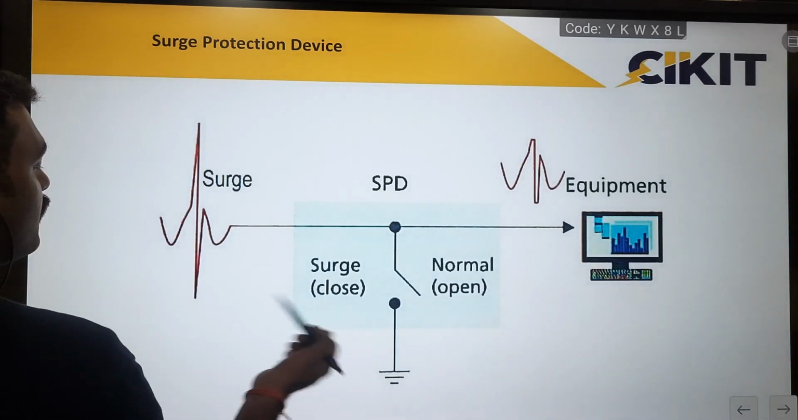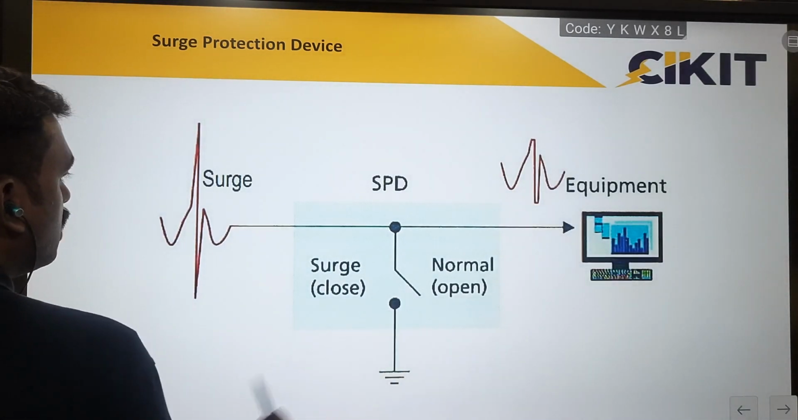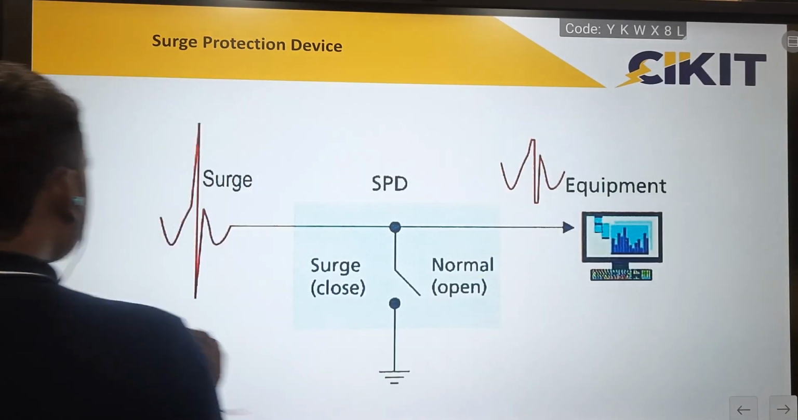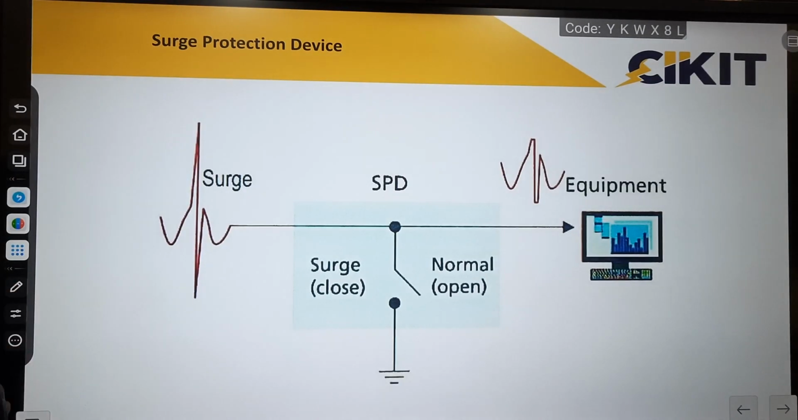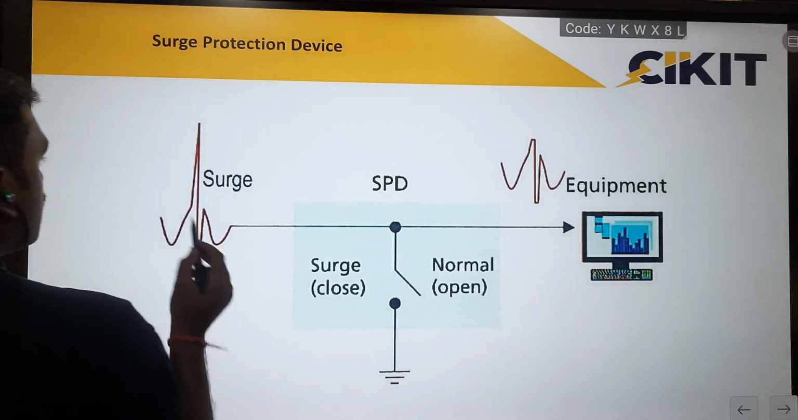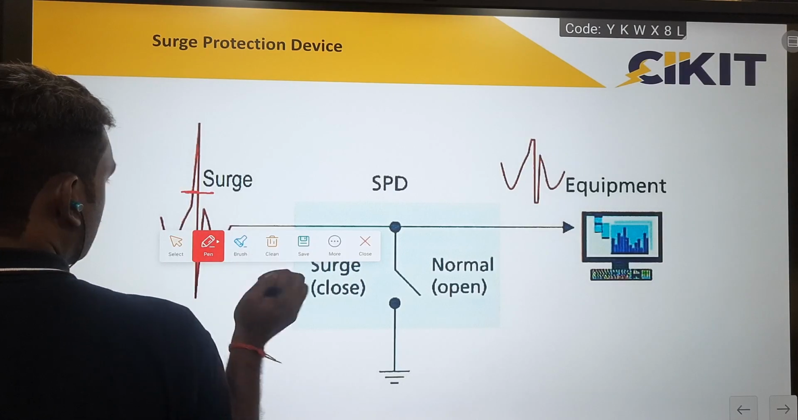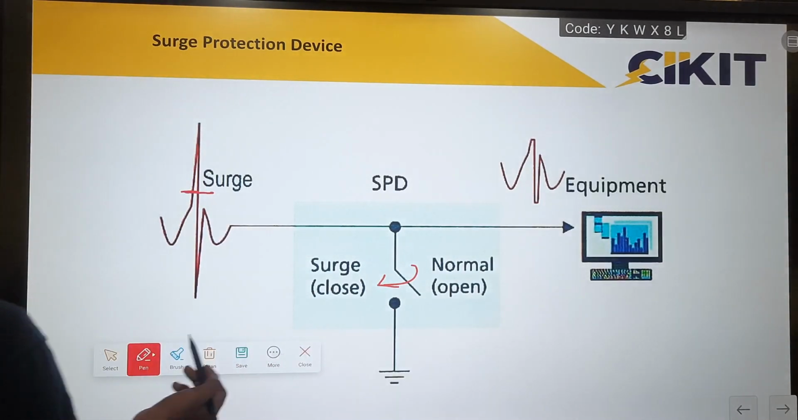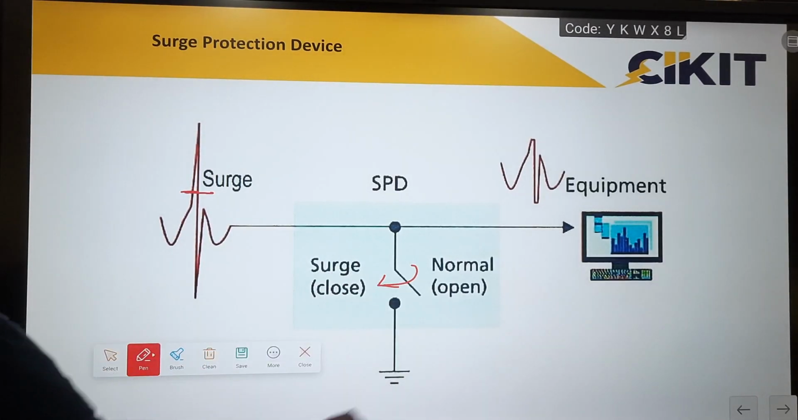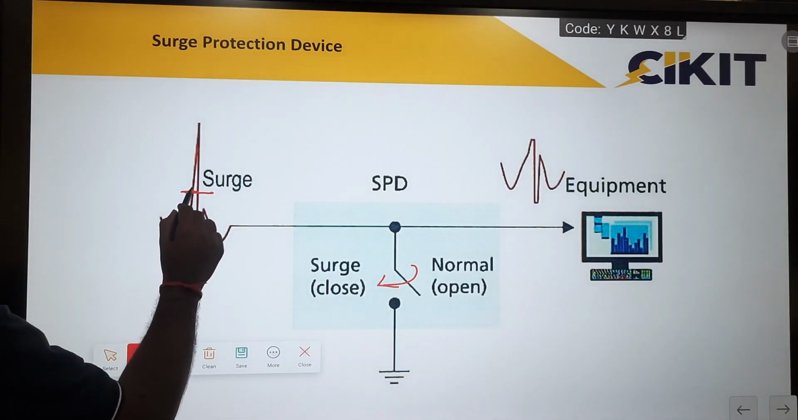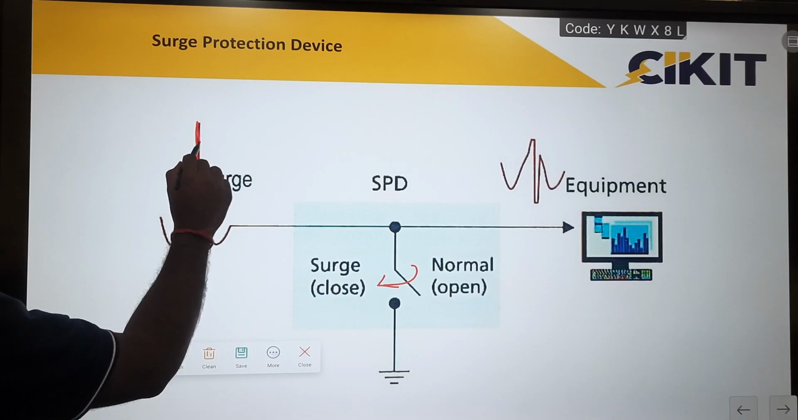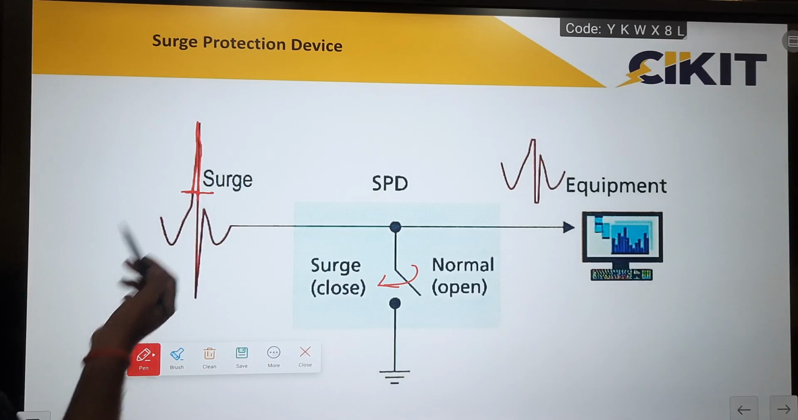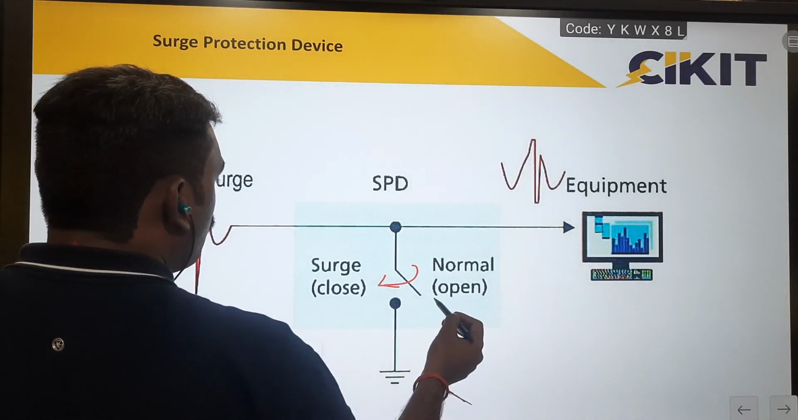These are very high speed operating switches. At normal operating conditions, the device acts as an open switch. But if surges come and the magnitude becomes greater than the threshold limit, the switch will become closed, which means it will be connected to the ground. And if the magnitude becomes lower than the threshold limit, the switch will open again.